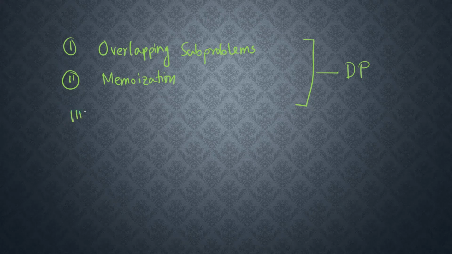There is also a third portion which is called optimal substructure, which we will discuss in the next video, and these three actually make up dynamic programming as a whole. These are the three important components that make dynamic programming a nice and beautiful technique.